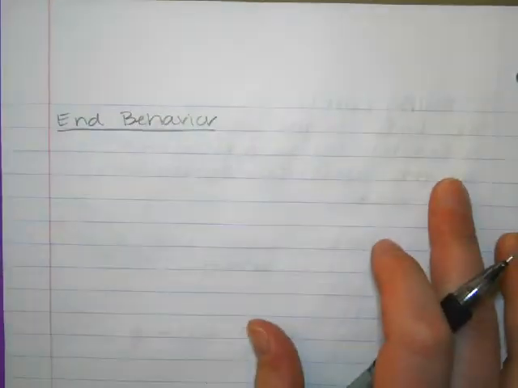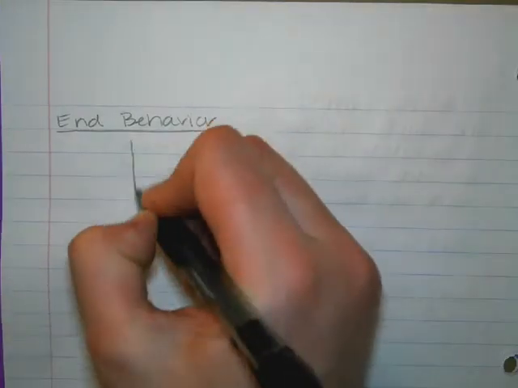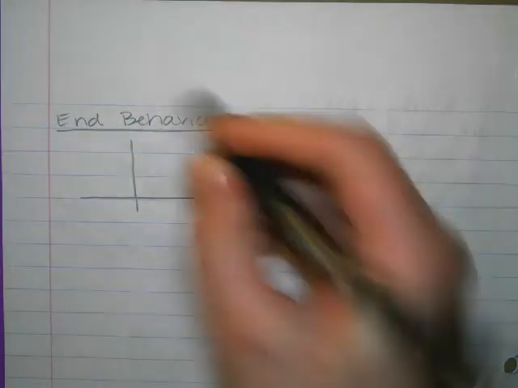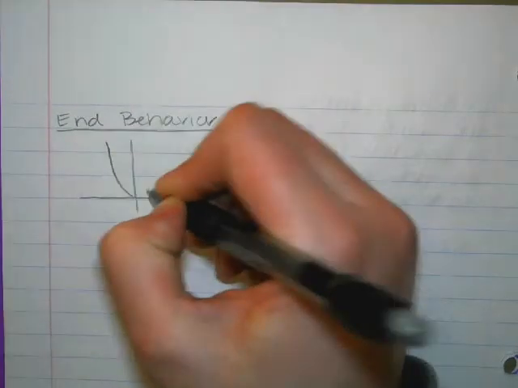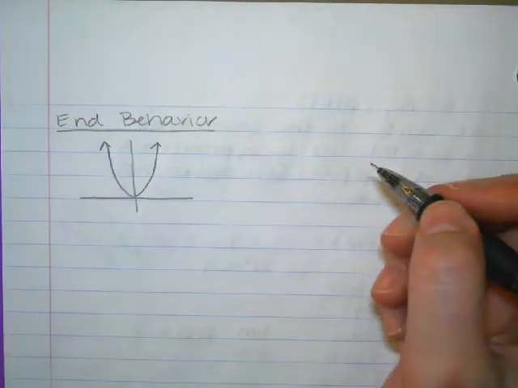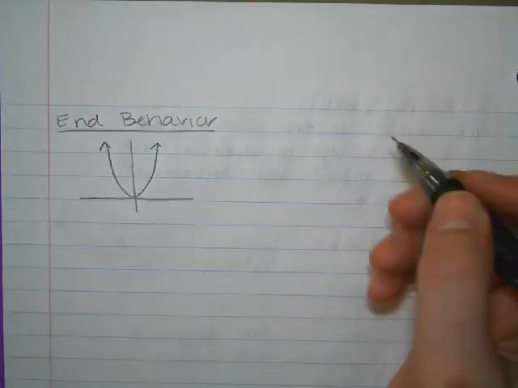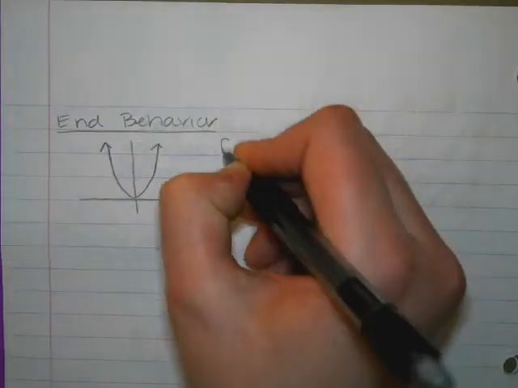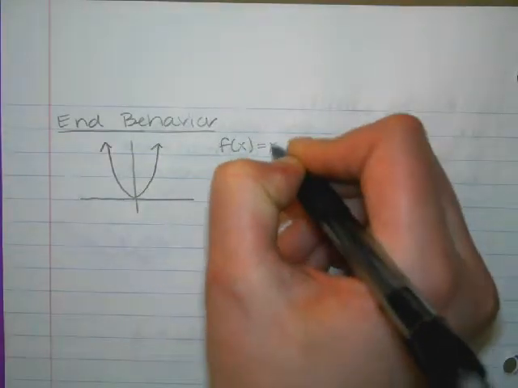So this isn't new. I've been having you do this. And today we're just going to express it as a limit. So it's going to look a little bit different, but it's still going to work the same. So this is the function f of x equals x squared.